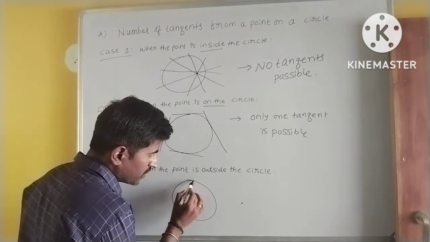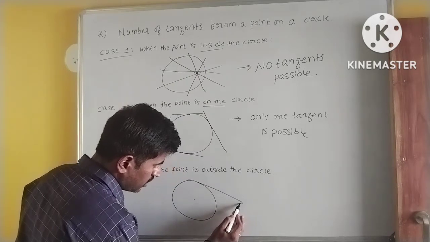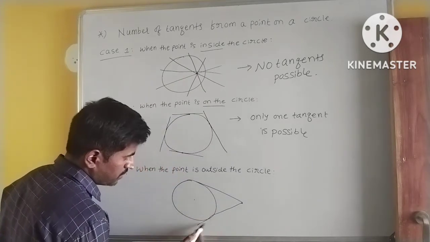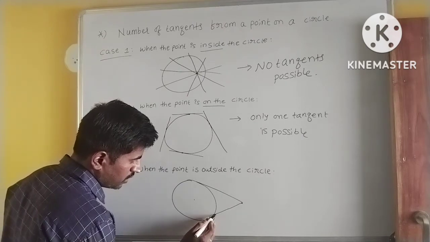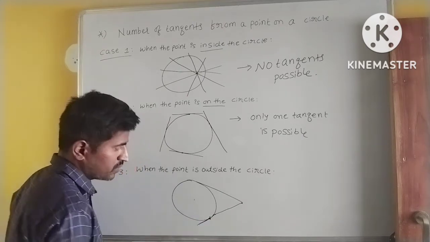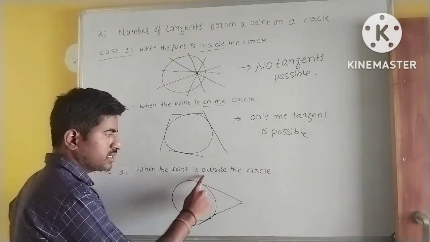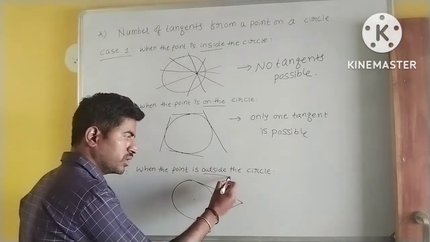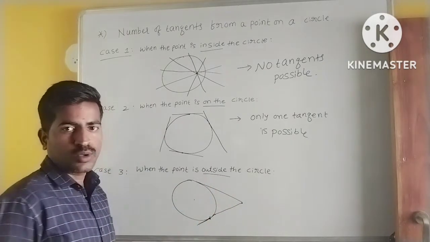We can draw two tangents. One is here and another in this way. Okay. So only two tangents are possible, right? When the point is outside the circle, this is very important. When the point is outside the circle, there are only two tangents possible.